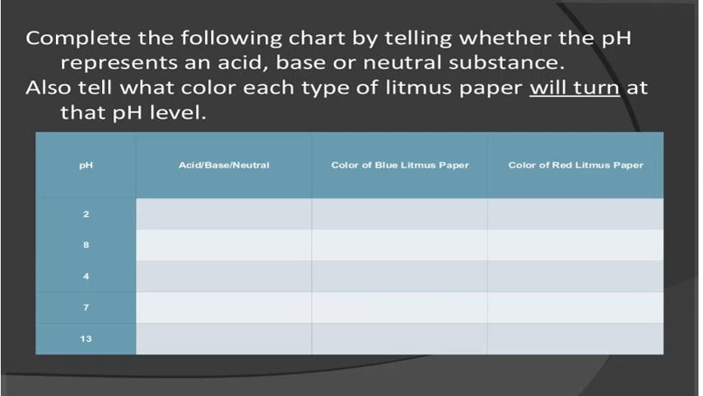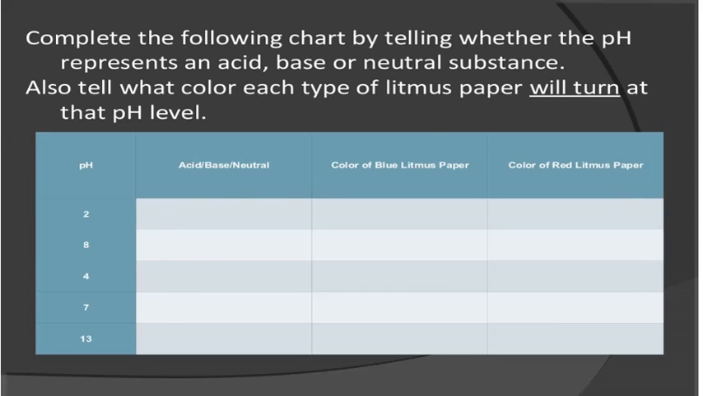Here is a table which you will complete in your regular class. You are given the pH of different solutions: 2, 8, 4, 7 and 13. You are supposed to write whether they are acidic or basic in nature and what the color change will be on blue and red litmus paper, whether it will remain the same or change from blue to red or red to blue. You have to complete that in your regular class.